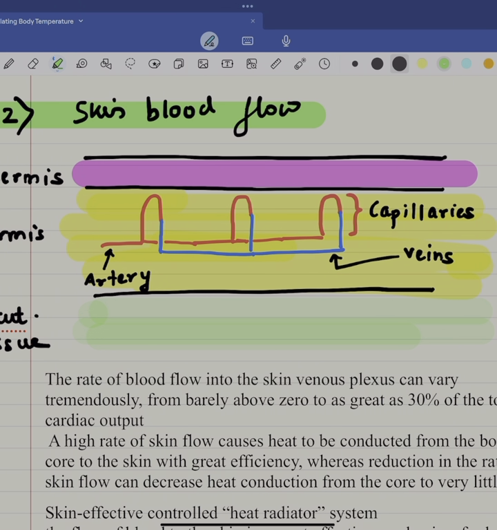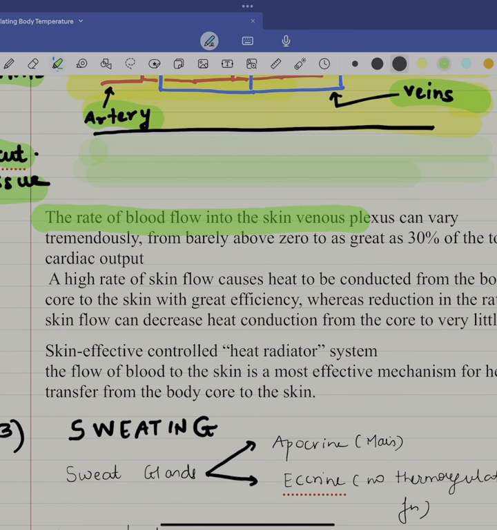Second factor is skin blood flow. For this, you have to draw this diagram in which there is the epidermis, dermis, subcutaneous tissue, capillaries, veins, and artery. The rate of blood flow into the skin venous plexus can vary tremendously, from barely 0 to as great as 30% of the total cardiac output.